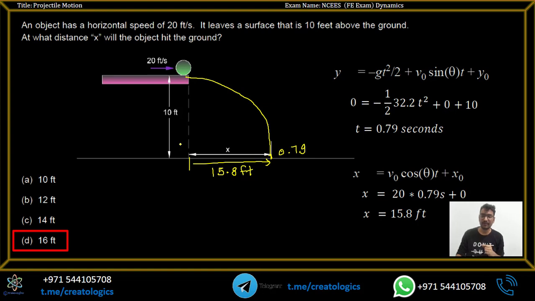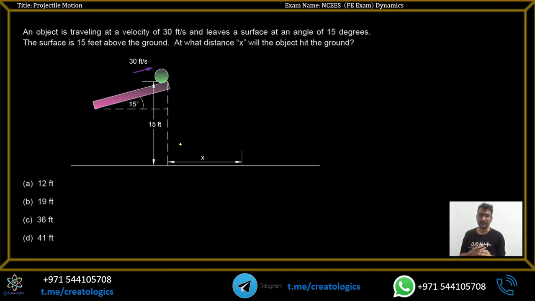Okay, so let's take one more question. Here is the question. An object is traveling at a velocity of 30 feet per second and leaves the surface at an angle of 15 degrees. This time the angle is there. The angle that the velocity vector makes with the horizontal axis, this time it is like this, is our V naught.